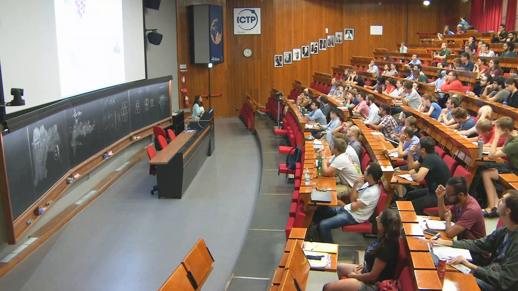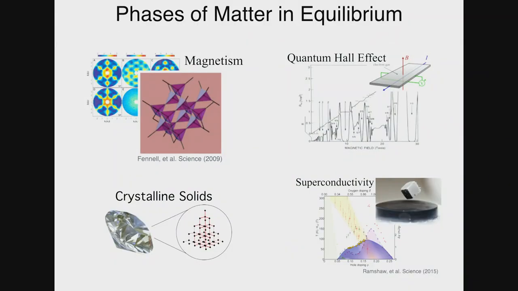Over these last 2 weeks, you've already heard many, many wonderful lectures on many topics, ranging from frustrated magnetism to superconductivity to topological phases, the quantum Hall effect, right? And indeed, a central enterprise in condensed matter physics over the last century has been thinking about phases of matter and the transitions between them, okay? And we've made tremendous progress in understanding how to think about different phases, right? We have lots of frameworks for understanding this.